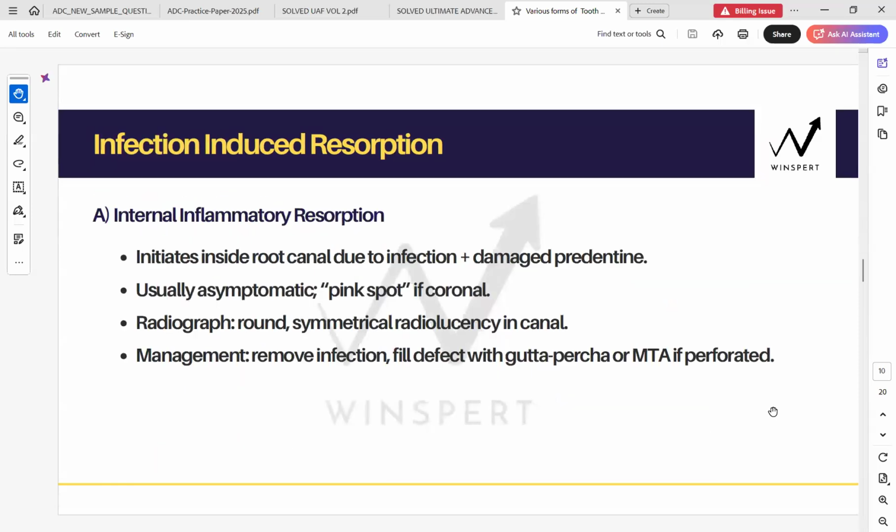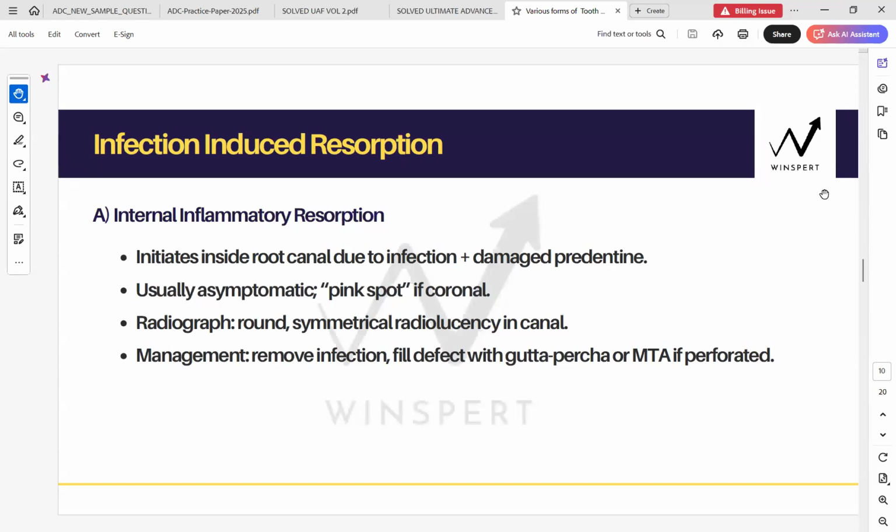Perfect. All the three subcategories clearly understood from the first trauma-induced kind, the surface one, the pressure, and then your replacement kind. Now comes your infection type. So infection type is associated with two subcategories, internal and external. Very simple, no complexity here. The reason here in both the things is one etiology, which is root canal, which is infected, right?